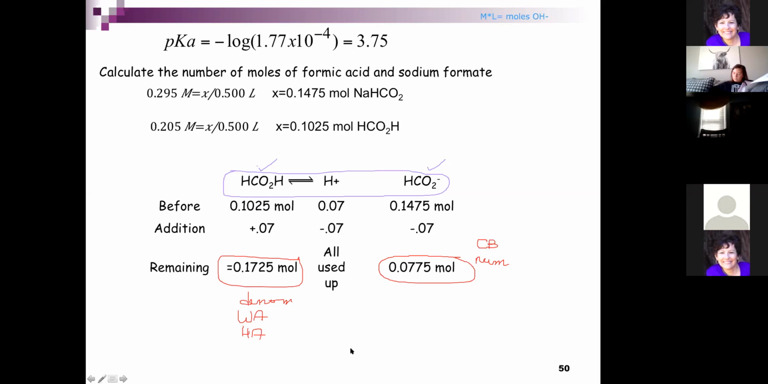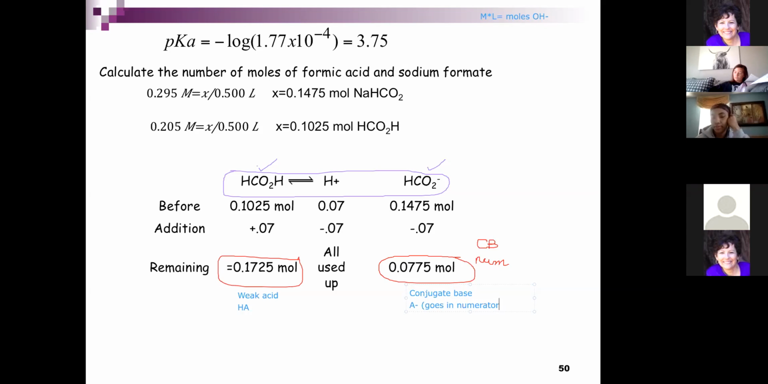Okay. So go ahead and finish the problem. Go calculate the pH for the rest of this buffer. Negative 0.347. Yes. Do we have to put it back into molarity?